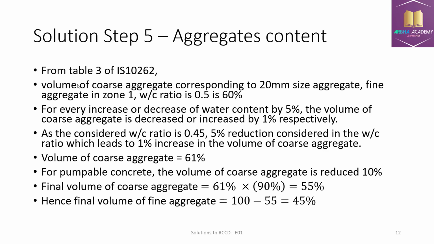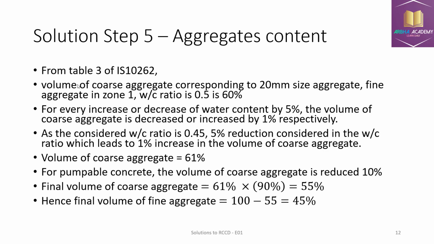As the water cement ratio is reduced by 5%, there will be an increase of 1% in the volume of coarse aggregate. So the final volume of coarse aggregate becomes 60 plus 1%, so it becomes 61%. For pumpable concrete, as you know, the concrete has to be pumped to respective levels of height, so the volume of coarse aggregate can still be reduced by another 10%.